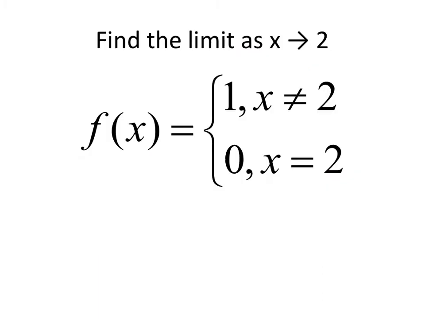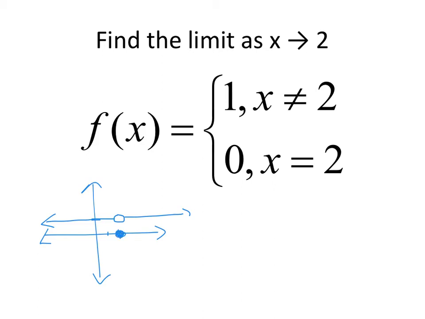All right, so here we have another piecewise function. f of x equals 1 when x doesn't equal 2, and f of x equals 0 when x does equal 2. We want to find the limit as x approaches 2. Now, if we were to sketch this piecewise function, f of x equals 1 as long as x doesn't equal 2. So it's going to get really, really close. It's not going to hit here. And for every other x value, this is my graph, but at x equals 2, the point is actually here.